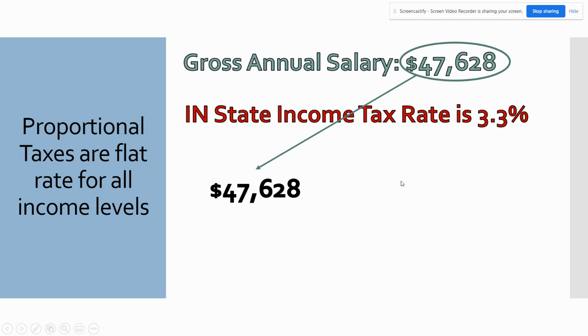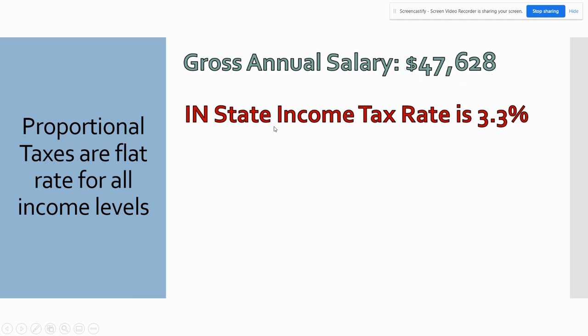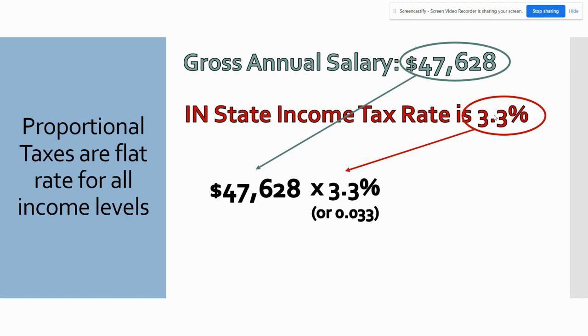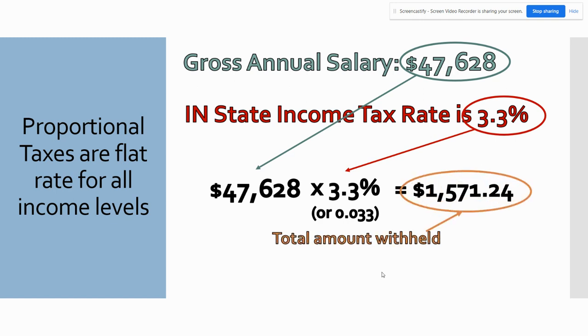So for example, in the state of Indiana, we have a proportional tax when it comes to income tax. We have a 3.3% rate. So, in order to calculate the amount withheld, you take your salary, you multiply it by the tax rate. So, in your calculator, you would put a 0.033. If you put 0.33, that's 33%. That's way more money than what you need to be paying in taxes. Okay, so input the numbers, and what you get after you multiply is the amount withheld.